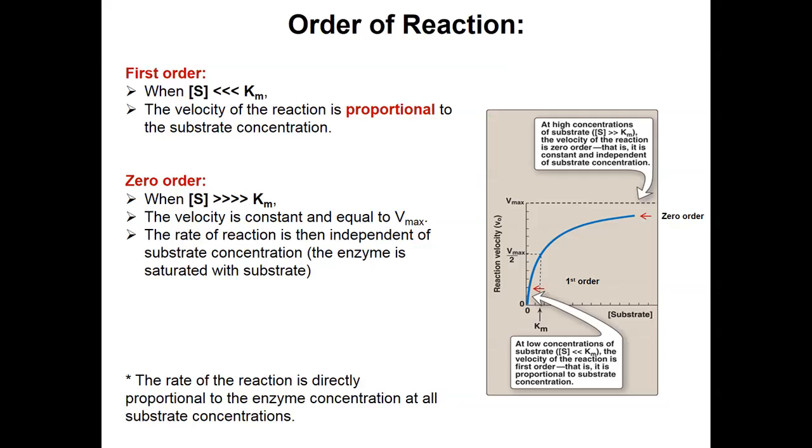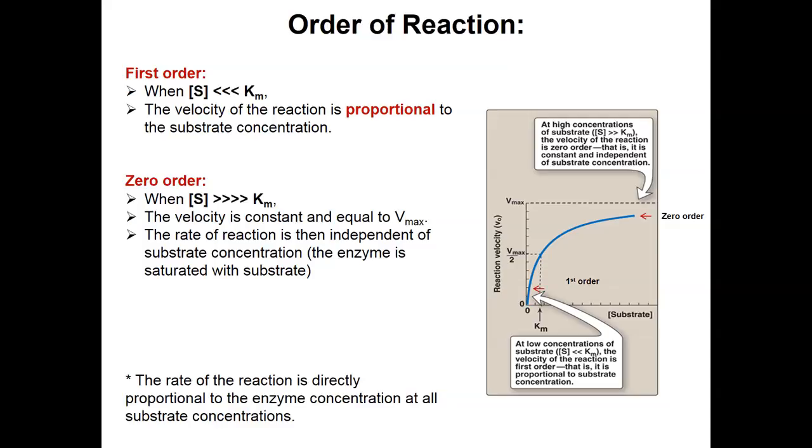Now the order of the reactions. When you add the substrate, basically what it means is there is a direct proportionality. Basically, the velocity is directly proportional to the substrate when you have a first order reaction. Okay, so directly as you increase substrate concentration, you have a response in product formation. So at that point, you have first order.